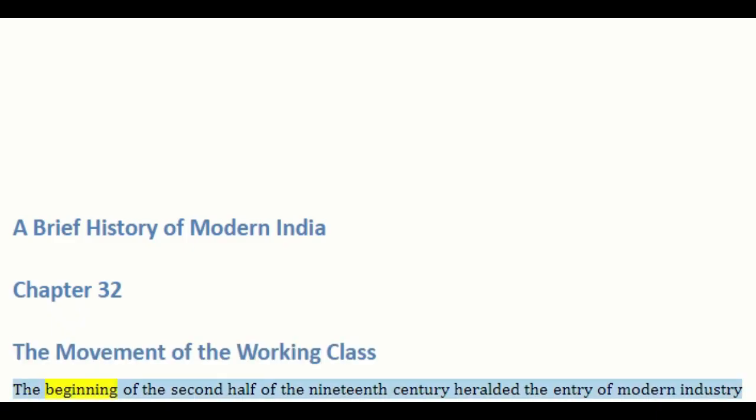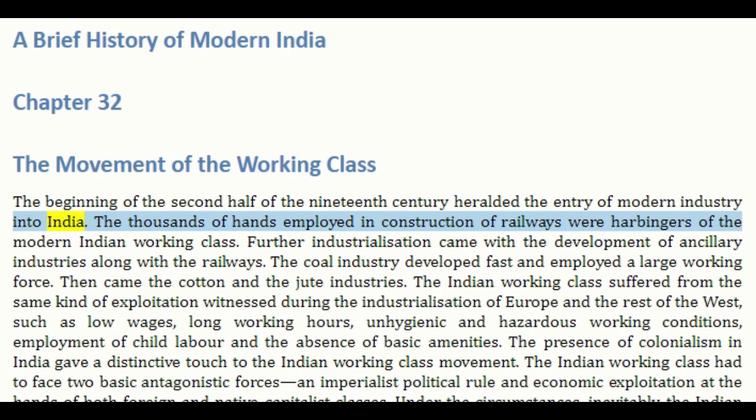The beginning of the second half of the 19th century heralded the entry of modern industry into India. The thousands of hands employed in construction of railways were harbingers of the modern Indian working class. Further industrialization came with the development of ancillary industries along with the railways. The coal industry developed fast and employed a large working force. Then came the cotton and the jute industries.